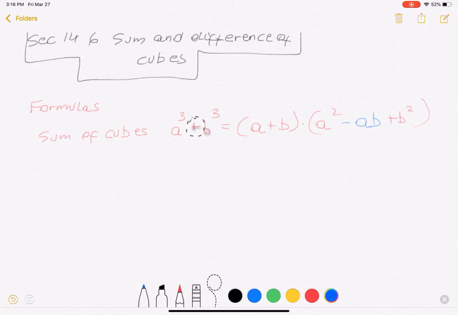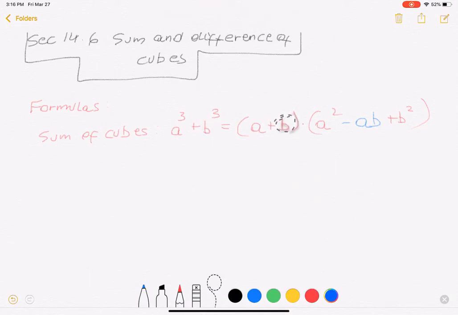Sum of cubes can be factored. Okay, in the previous section 14.5 I talked about the sum of squares, which can not be factored. Sum of cubes can be factored. So how are you going to factor? You're going to put in the first parenthesis a plus, you're going to follow the sign. We have sum, so the first parenthesis have a plus, b. So we'll have to figure out what is a and b.